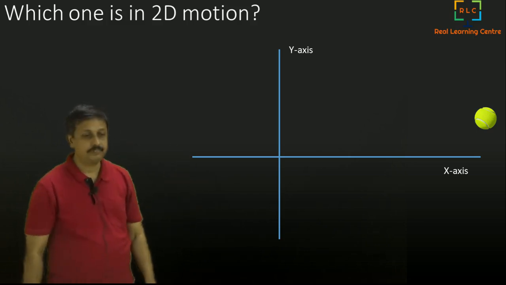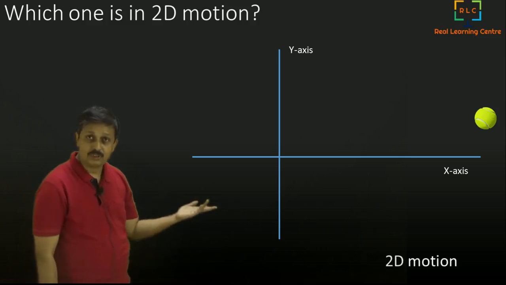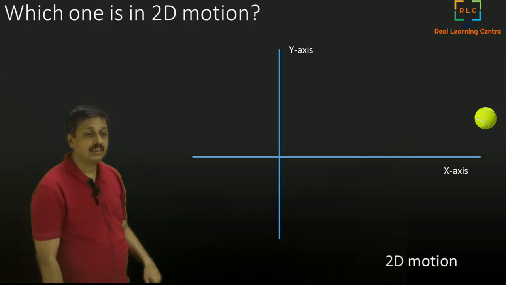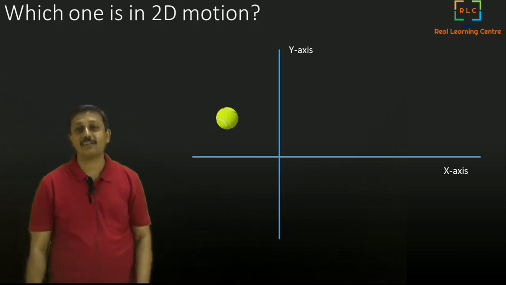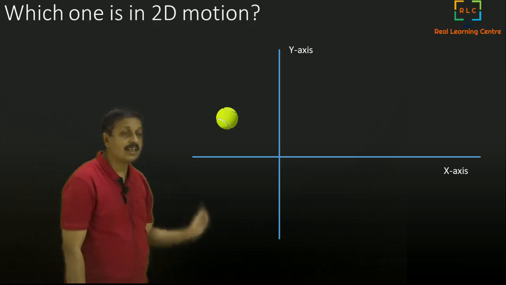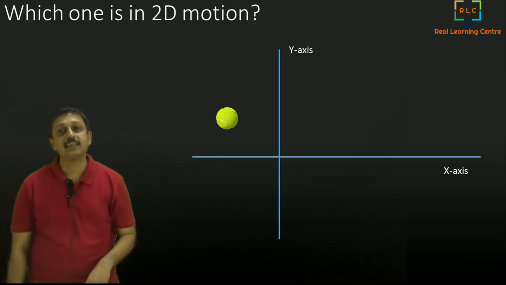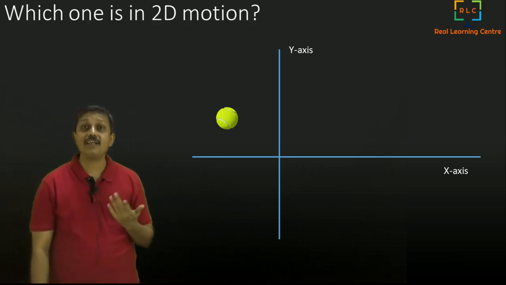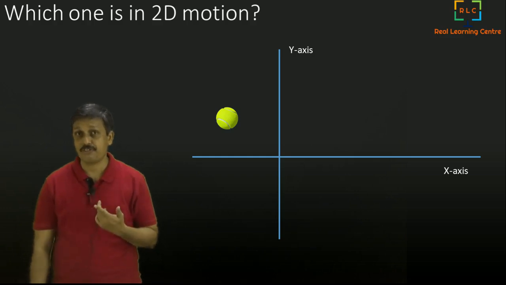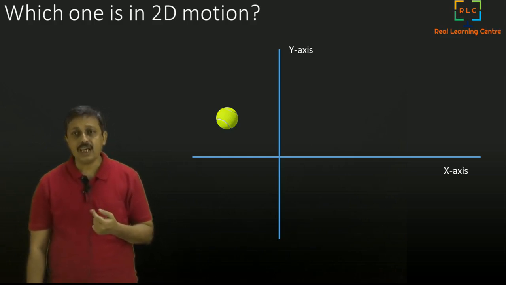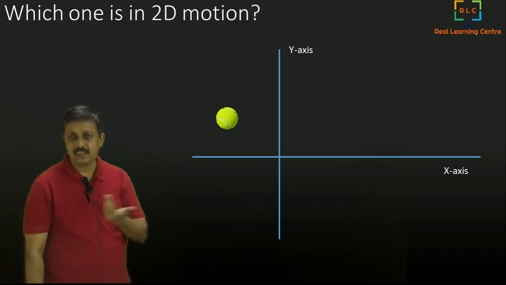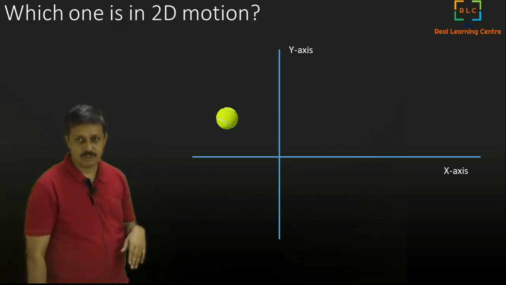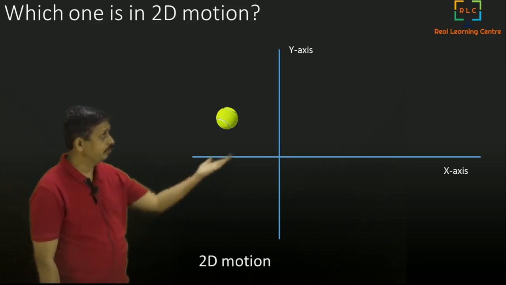What about the next one? You can see that it is going around in a circle. Going around in a circle also is a 2D motion because both x and y are changing as the time progresses. Now I'll show you one more thing. This already we said, the circle is a 2D motion. So the next one is this one.